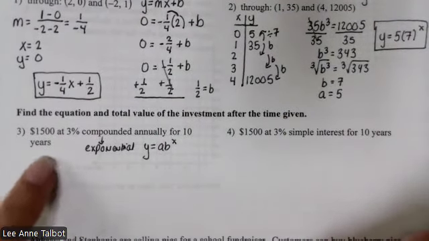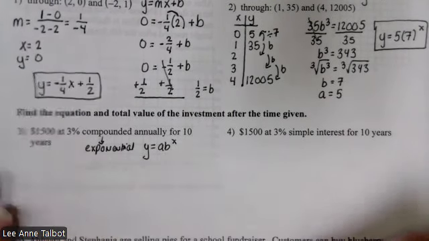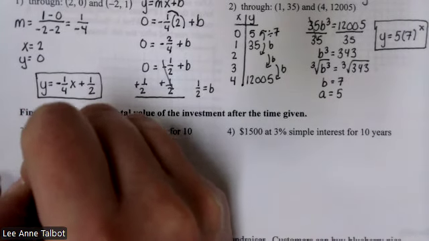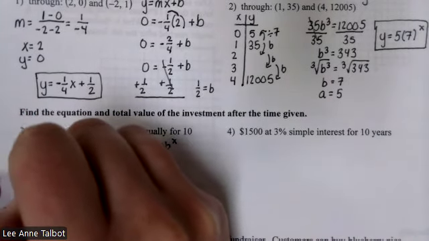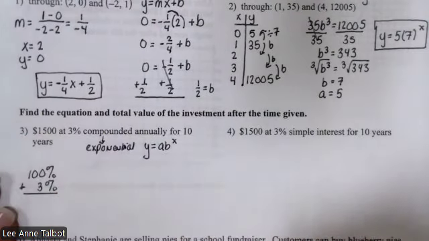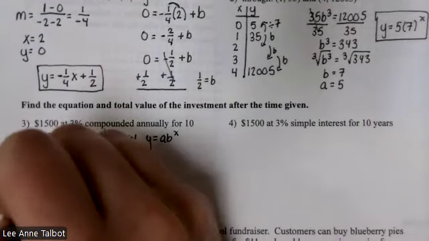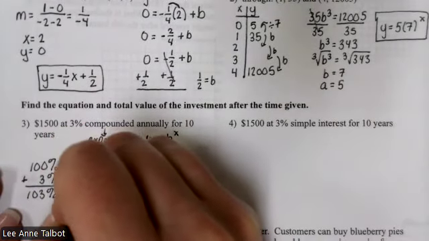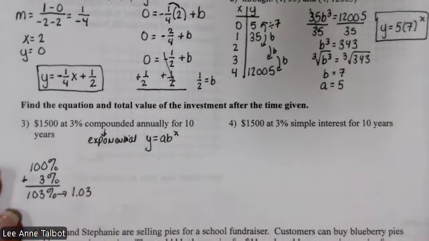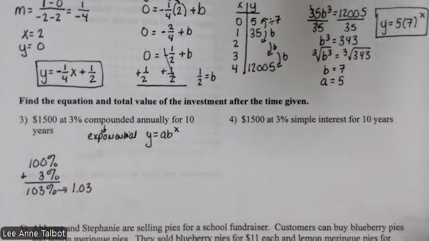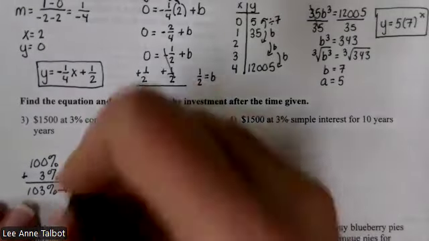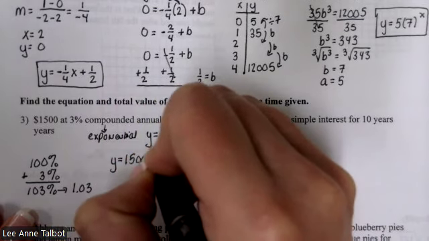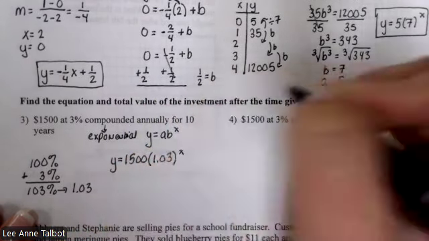Now, in this case, we're going to find b by taking the percent. So all interest is increasing. So I'm going to go 100% plus 3% is 103%, which is 1.03. So my equation is y equals 1,500 times 1.03 to the x.